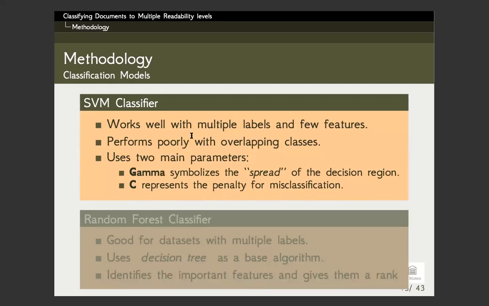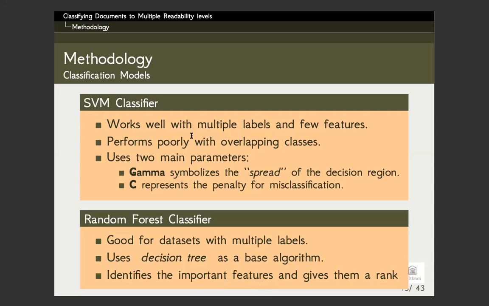The SVM classifier works well with multiple labels and few features. It performs poorly with overlapping classes, but in our work we don't have overlapping classes. It uses two main parameters, gamma, which represents the spread of the decision region, and C, which represents the penalty of misclassification. The random forest classifier is good for a data set with multiple labels, and it uses decision trees as a base algorithm, and it identifies the importance of features and ranks them.